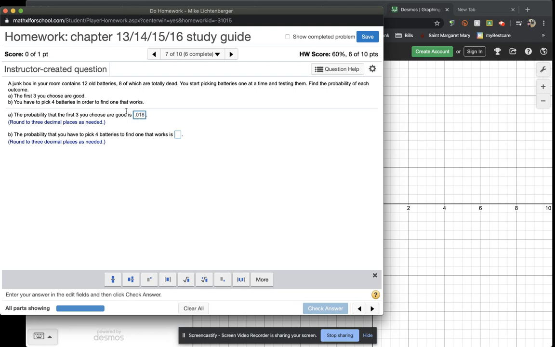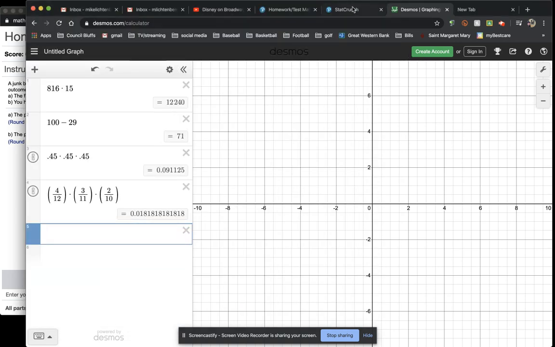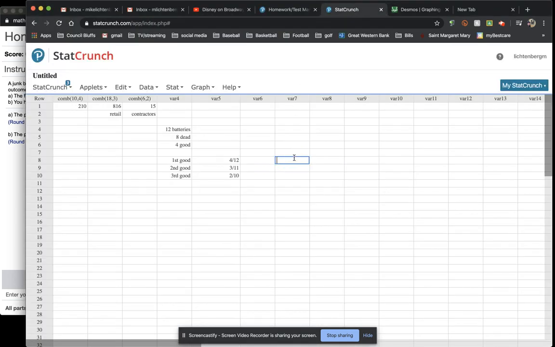Find the probability that you have to pick 4 batteries in order to find one that works. So if you don't get a good battery until the 4th try, that means the first 3 are dead. So that's what we're looking for. We're looking for the first 3 being dead and the 4th one being good, because they're saying the probability you don't get a good one until the 4th try.